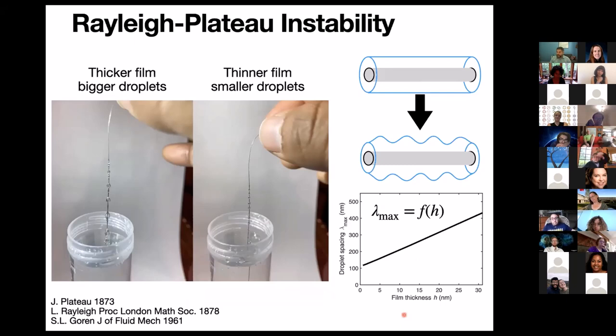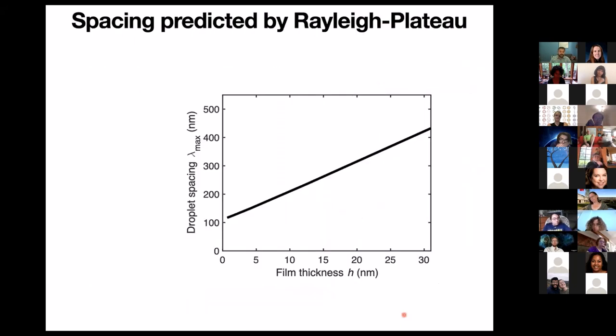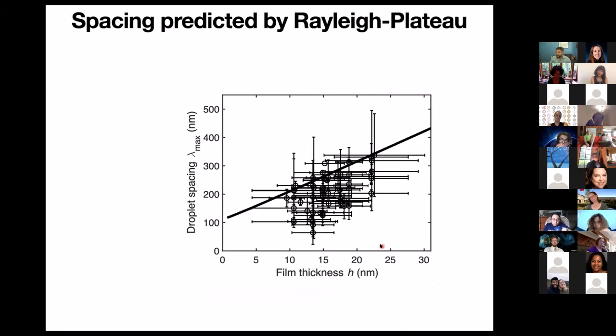So we went and we measured this. If you put more TPX2 in, you get thicker films, it turns out. So we can change the film thickness from about 10 or so nanometers to 20-something nanometers. And you can see that we see an increasing trend just like the theory predicts. Theory has no free parameters, and it doesn't fit quite perfectly. We think we understand that.